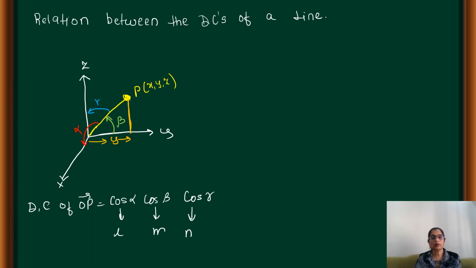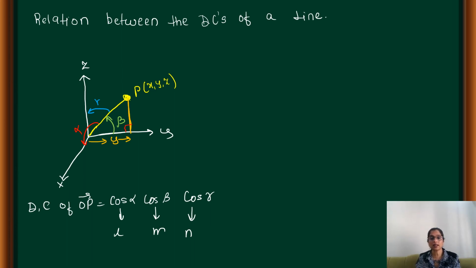Okay, so if you draw the perpendicular on the x-axis, then this will be covering up the distance x. Like that on the z-axis, it will be covering up the distance z, correct? So if we draw the perpendicular, we have a complete right angle triangle here.